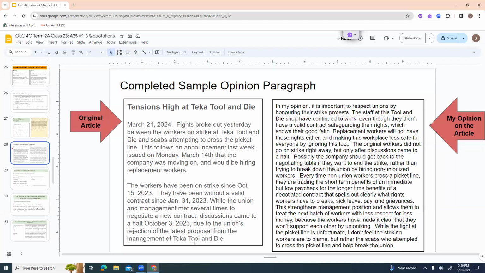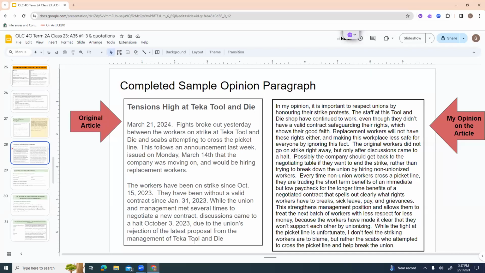Every time non-unionized workers cross a picket line, they are trading the short-term benefits of an immediate but lower paycheck for the longer-term benefits of a negotiated contract that would spell out clearly what rights workers have to breaks, sick leave, pay, and grievances. This strengthens the management position and allows them to treat the next batch of workers with less respect for less money, because the workers have already made it clear that they won't support each other by unionizing.